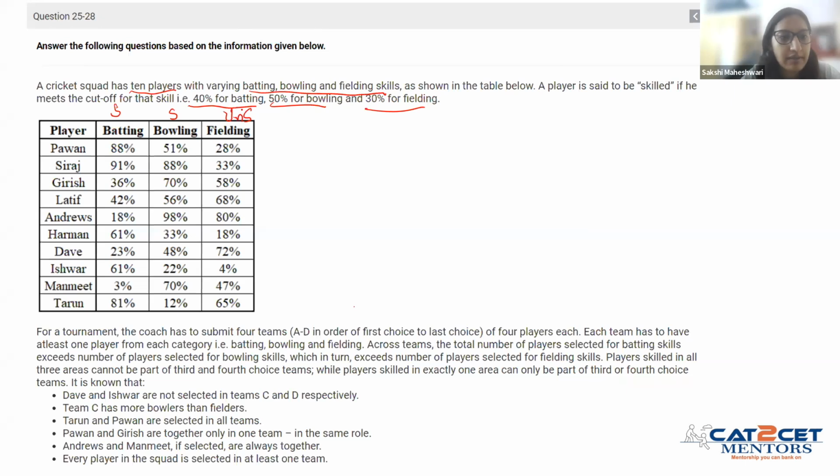And now for a tournament, the coach has to submit 4 teams of 4 players each. Each team has to have at least 1 player. And across teams, the total number of players selected exceeds... See, this is given: batting greater than bowling greater than fielding, the number of players. Okay, you can read this.